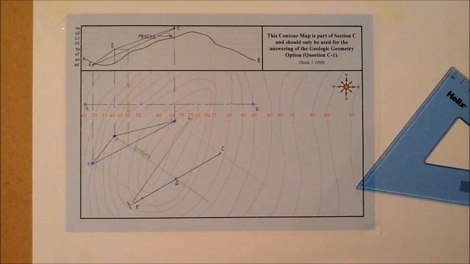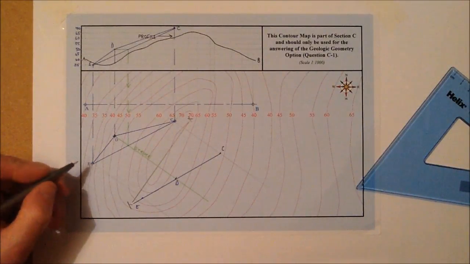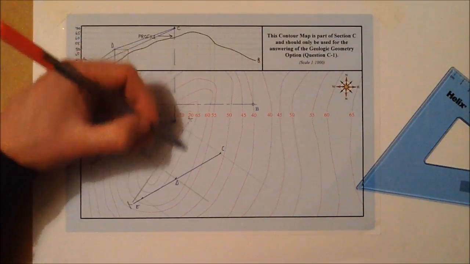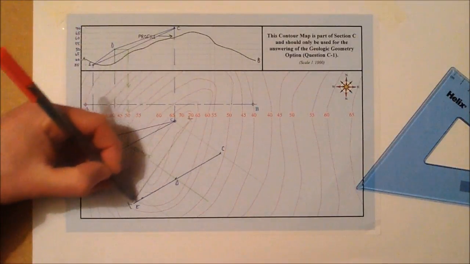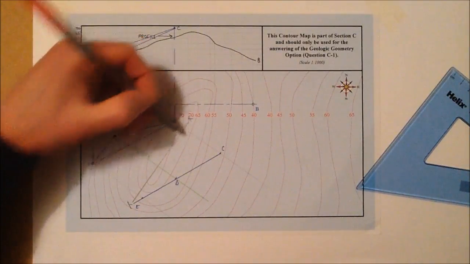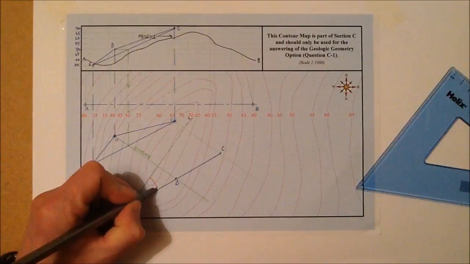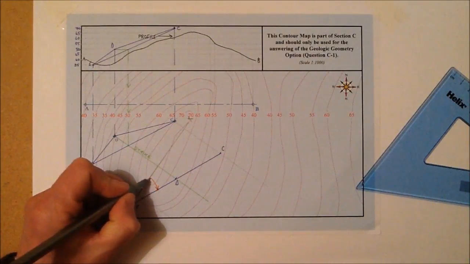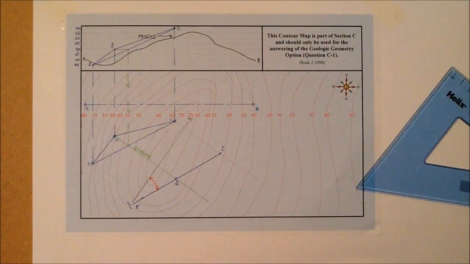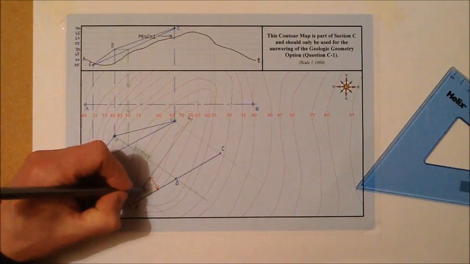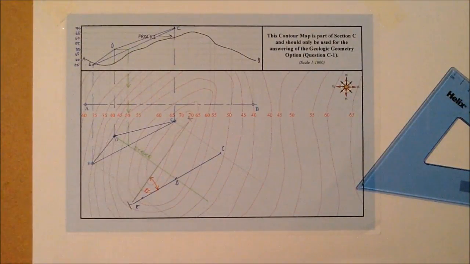Okay, back to the point of the question again. We need to determine the dip of this stratum. The dip is basically the angle that the stratum makes to the horizontal plane, which is your XY line. So it is this angle here. You could measure it and write in the measurements, or you could just put in the symbol for the dip as seen here.